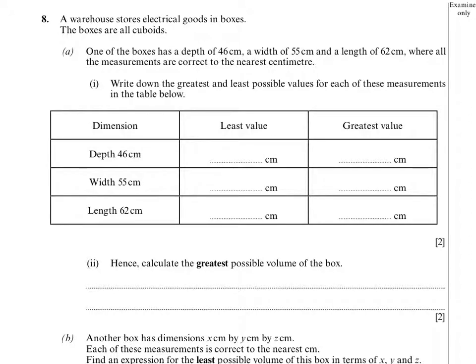Okay, question 8 is one of our least and greatest value questions. So it tells us that a warehouse stores electrical goods in boxes, and the boxes are all cuboids. So remember that your cuboid is like your 3D rectangle. Now it says one of the boxes has a depth of 46 centimeters, a width of 55 centimeters, and a length of 62 centimeters, where all the measurements are correct to the nearest centimeter.